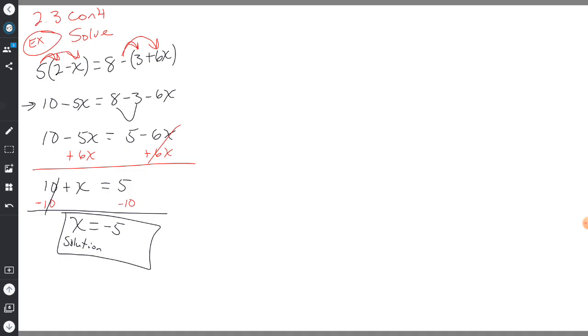So the goal is when we start working with parentheses, we start taking care of those parentheses first. And then eliminating the parentheses by distributing what's on the outside, and then combining like terms from there. Okay. All right.